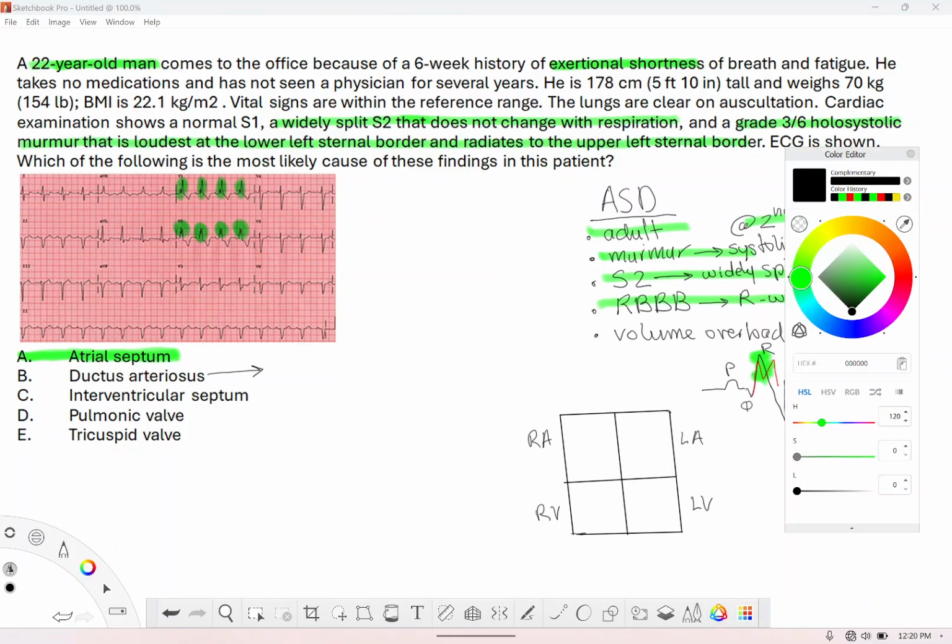And what I will do is I'll color them blue so that we know right side is primarily blue blood. And left side is primarily red blood or oxygenated blood, right?